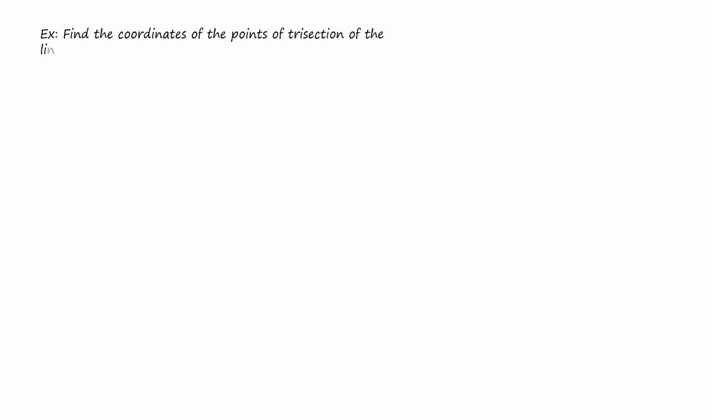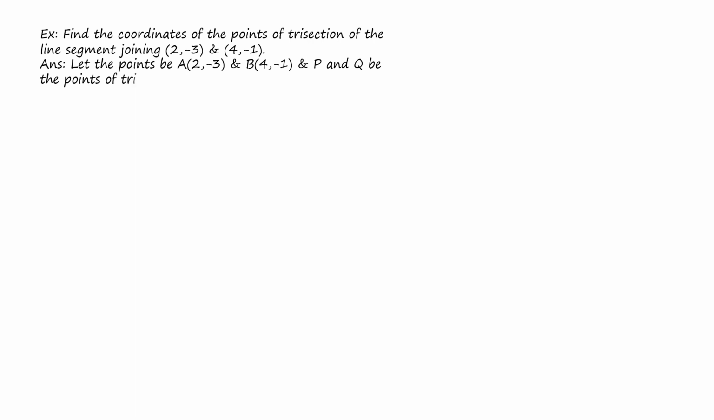Find the coordinates of the points of trisection of the line segment joining (2, -3) and (4, -1). Let the points be A(2, -3) and B(4, -1), and P and Q be the points of trisection. Let's draw the picture.